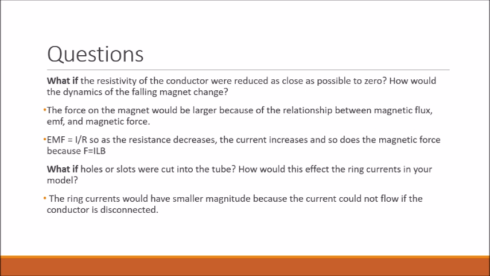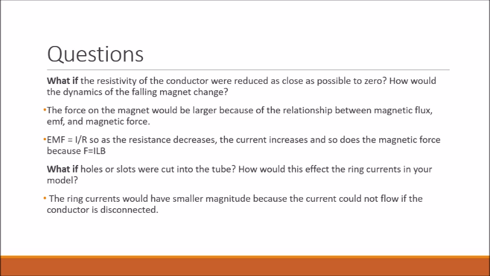If the conductor were to have nearly zero resistance, the force on the bar magnet would increase because the change in magnetic flux is equal to the EMF, which is equal to current divided by resistance. Thus, as resistance decreases and approaches zero, the current will increase. The equation for magnetic force shows us that as the current increases, so will the magnitude of the magnetic force.